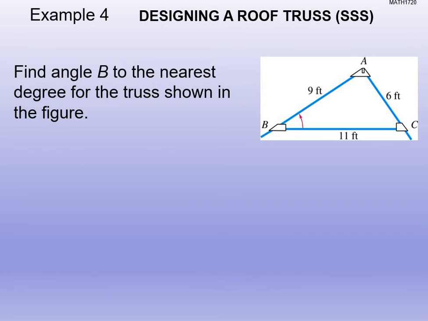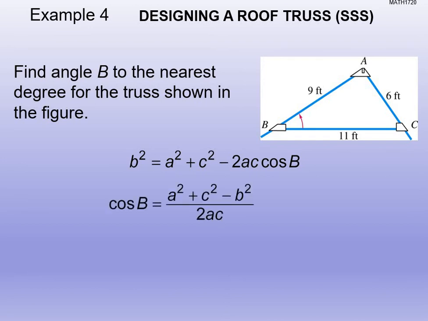So designing a roof truss, we're given side, side, side. We need to find angle B to the nearest degree for the truss shown in the figure. Since we want to find angle B, we're going to choose the function that involves angle B. That would be the one with little a, little b, little c, and cosine of big B. So we're going to apply law of cosines here. Law of cosines is the only thing that we can apply here. You could not apply law of sines to this problem because it is side, side, side.